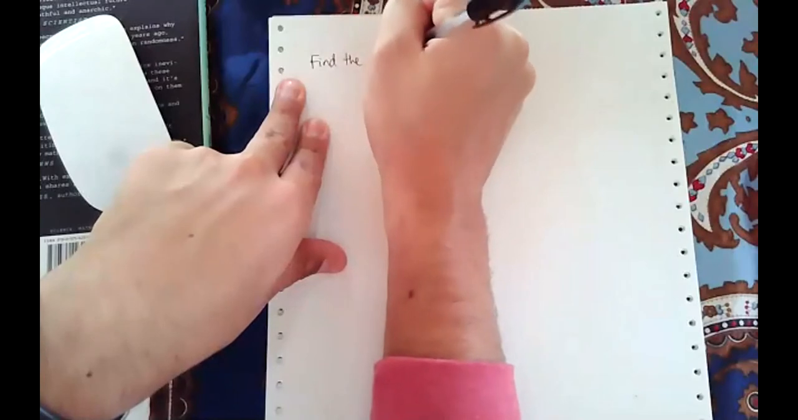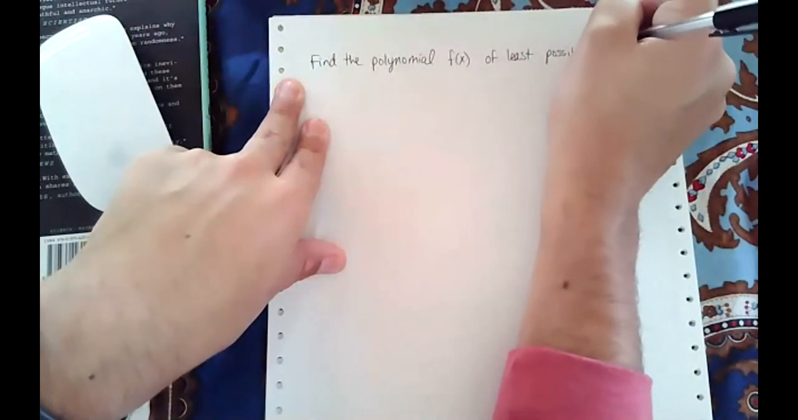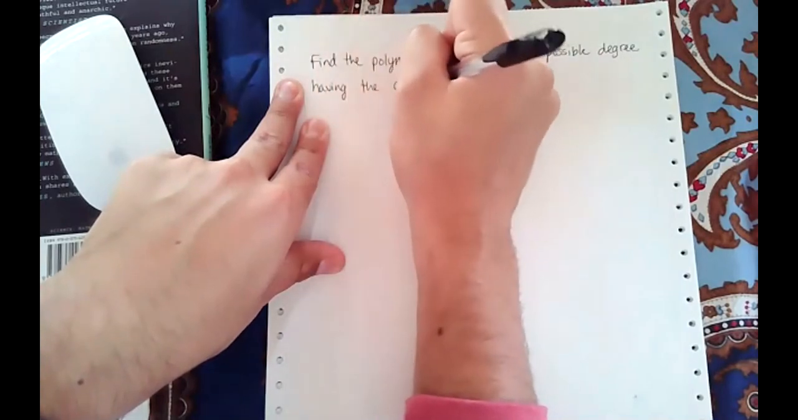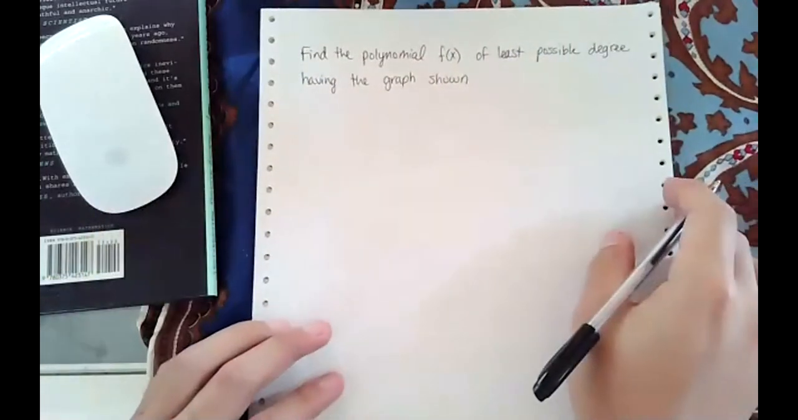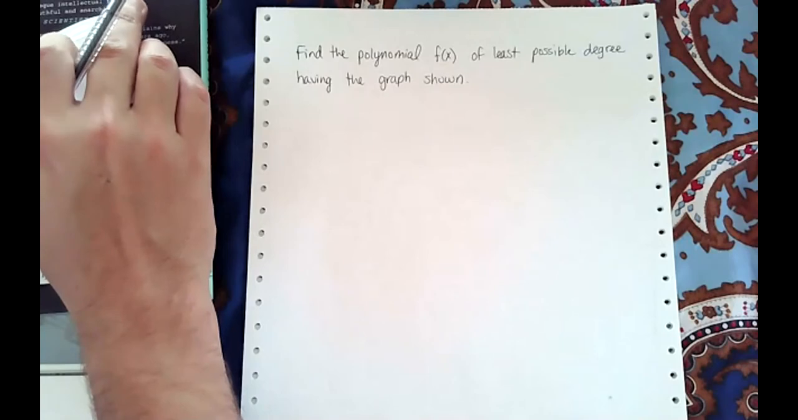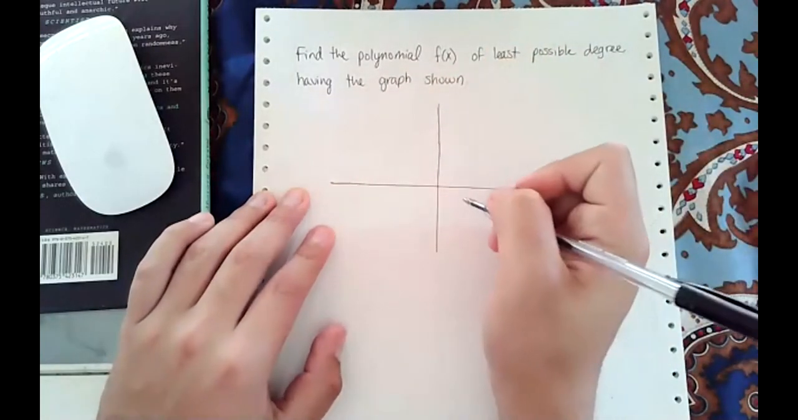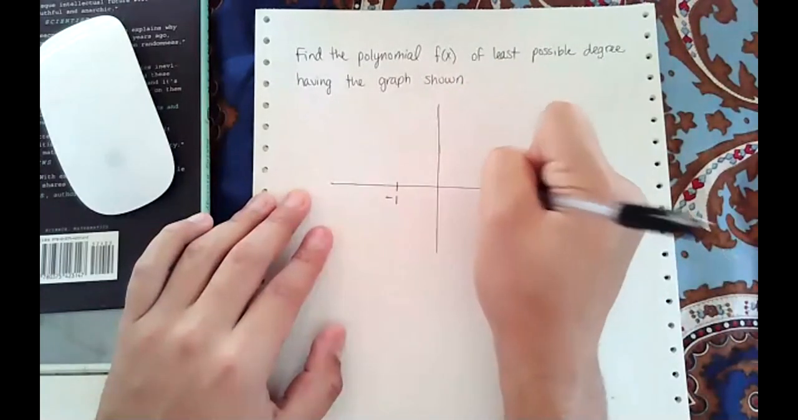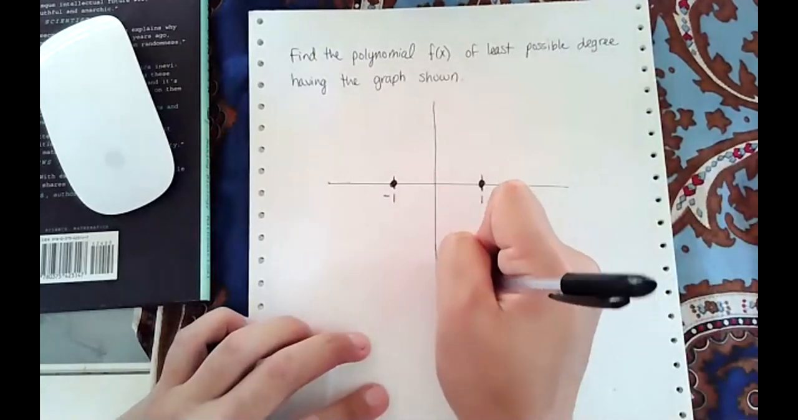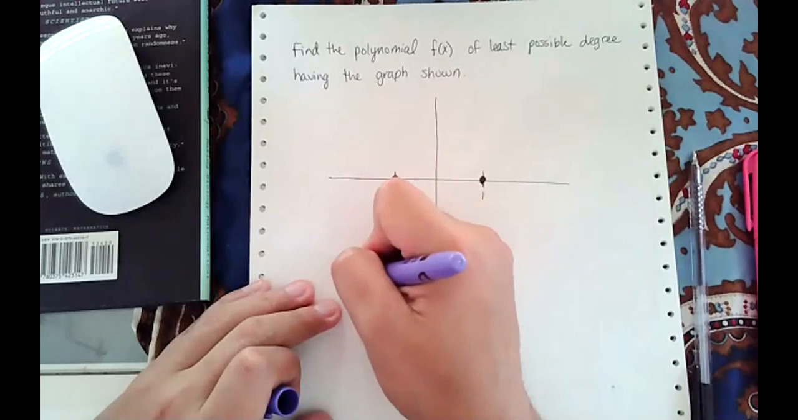find the polynomial function of least possible degree having the graph shown. And then they will present you with the graph. Let's do something like this. Okay, the graph looks something like this.